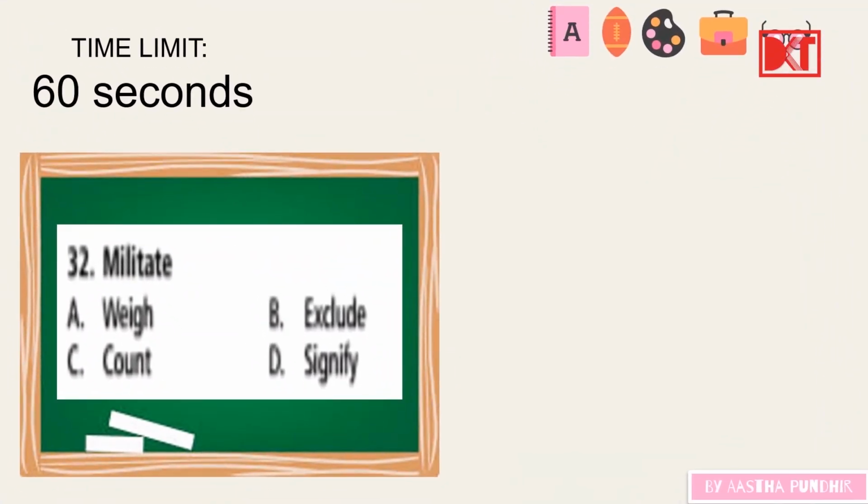Okay, now here we have militate. Now the options for this are weigh, exclude, count, and signify. Militate is used as a verb. Now when we say that this will militate in something, which means it will add importance to. Okay, so adding something. Okay, that's militate. The others here, the opposite would be exclude. The others like weigh, count, signify, these could be synonyms in one sense. Okay.